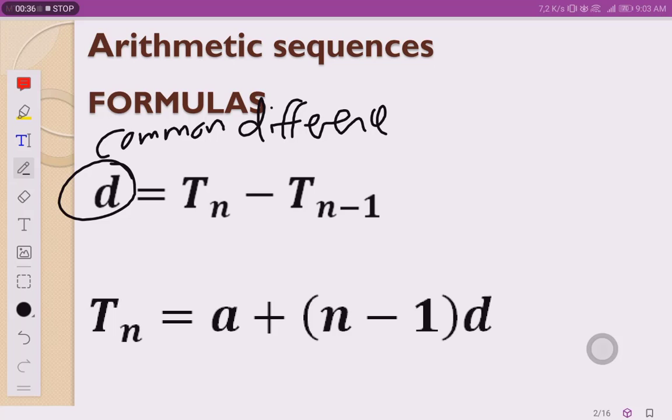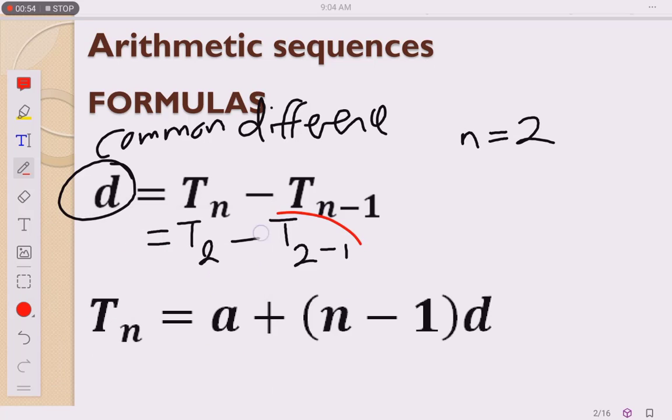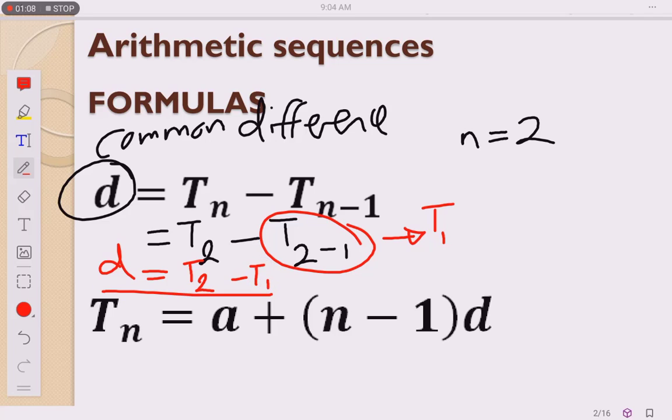So let's say I have my n is equal to 2. It means my D will be equal to T2 minus T2 minus 1, such that at the end of the day, for the second T, this one becomes T1. Then our final D is going to be D is equal to T2 minus T1. So that's how we'll be finding our common differences.